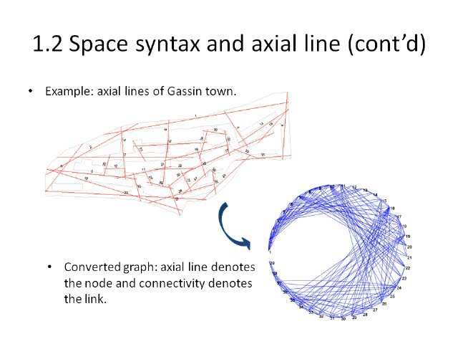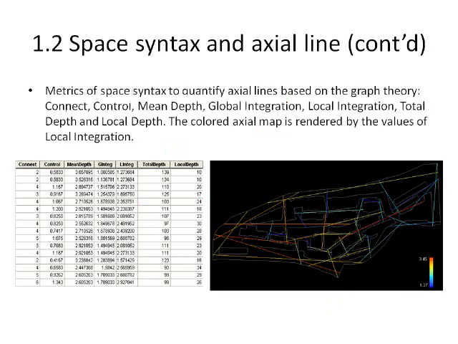Then we can convert the axial map into a graph, where axial line is the node and the connectivity is the link. Based on the converted graph, we can use metrics of space syntax to quantify the represented individual spaces based on graph theory. The metrics are connectivity, control, mean depth, global integration, local integration, total depth, and local depth. For example, the colored axial map is rendered by the value of local integration. It shows the difference between axial lines in terms of local integration.